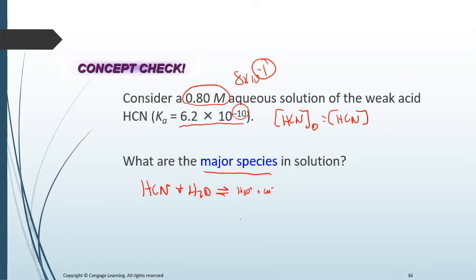So my major species in the solution would be the HCN and the H2O. Each one of these, I'd have approximately 0.8 molar at equilibrium. And then on the other side, you're talking about approximately 10 to the negative 6th for the molarity of the H3O plus and the CN minus. As a result of that, because it is so small, the major players would be the HCN and the H2O.